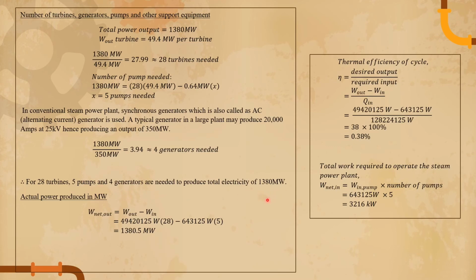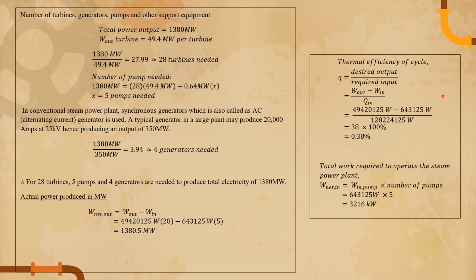When calculating the actual power produced, we use the formula of work net out, where work out from turbine times with the number of turbines needed, minus with work in from pump times with the number of pumps needed. Hence, we will get the actual power to be 1,380.5 MW.